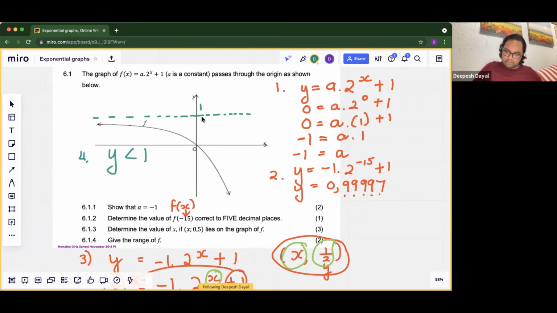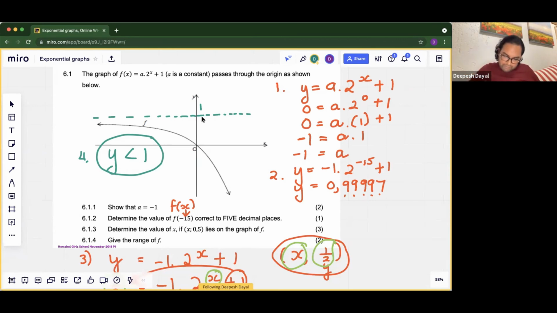A lot of you are letting me know that it is y is less than 1. So that is indeed the range. The range is y is less than 1. Thank you. Lots of answers for that. Y is less than 1.